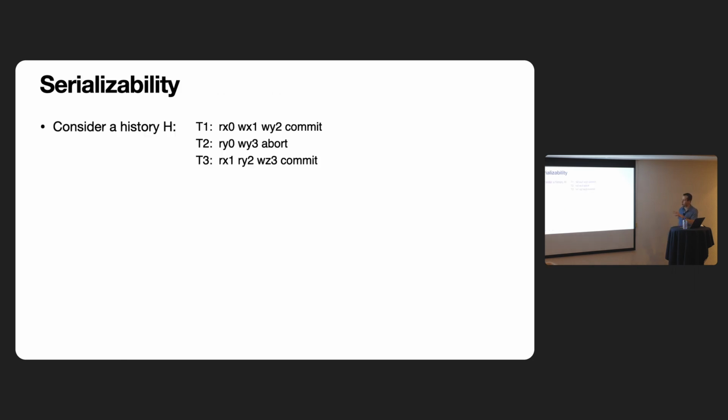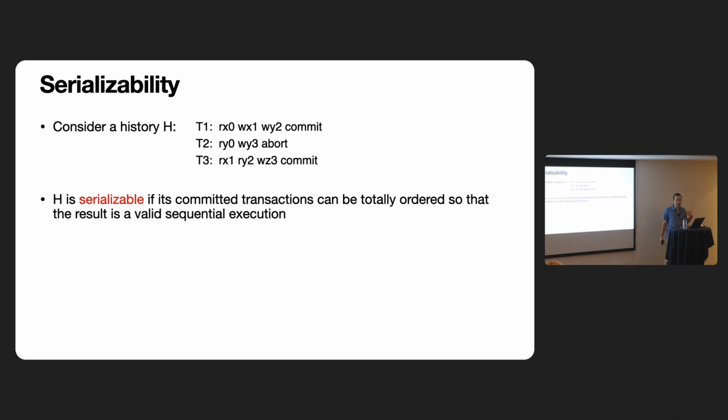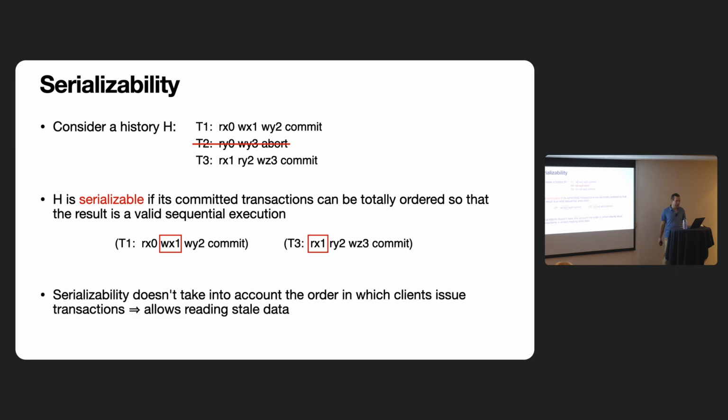So let's recall serializability. Serializability said, okay, consider history H, let's say this one. Then H is serializable if its committed transactions can be totally ordered so that I get a valid sequential execution, right? So in this case, I could throw away the aborted transaction, order transactions in some way and check that all the reads are okay, and everything is fine. Now, the problem is that serializability doesn't take into account the order in which clients issue these transactions at all. They just have a bag of transactions. The database is allowed to process them in whatever way it wants. Now, of course, in reality, it doesn't work like this. The problem that the users get is that they essentially read stale data.